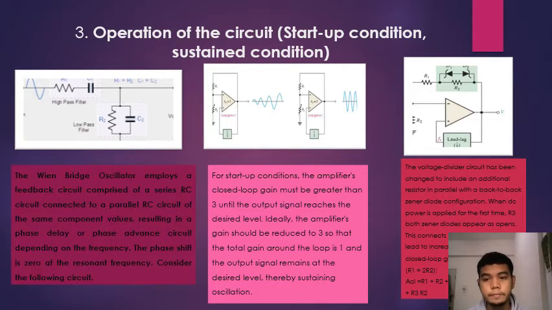For the sustained condition, the voltage divider circuit has been changed to include an additional resistor in parallel with a back-to-back Zener diode configuration. When the power is applied for the first time, the R3 Zener diode appears as open. This connects R3 to R1 in series and will lead to increasing the amplifier's closed-loop gain as shown below. R1 equals 2R2, so ACL equals (R1 + R2 + R3)/R2 = (3R2 + R3)/R2 = 3 + R3/R2.